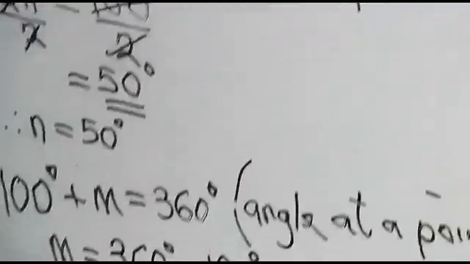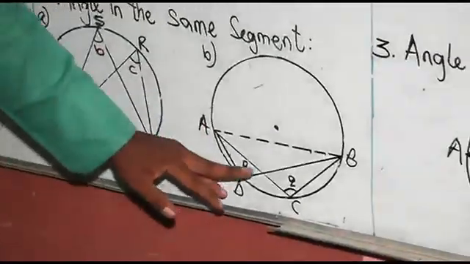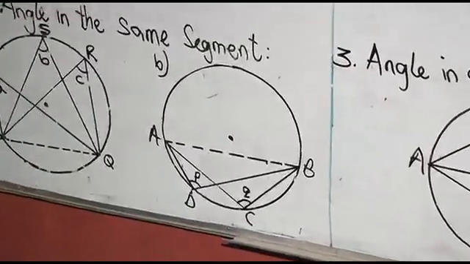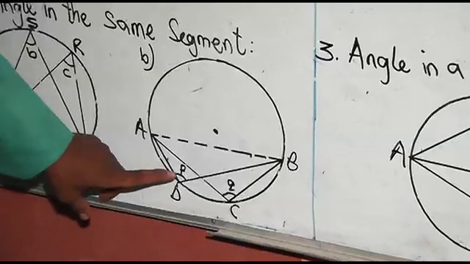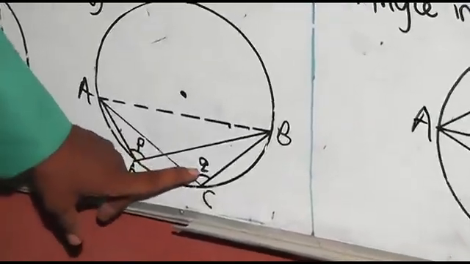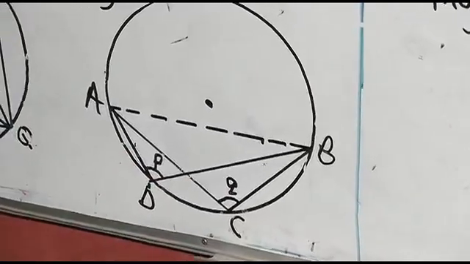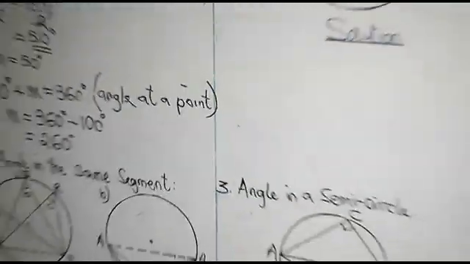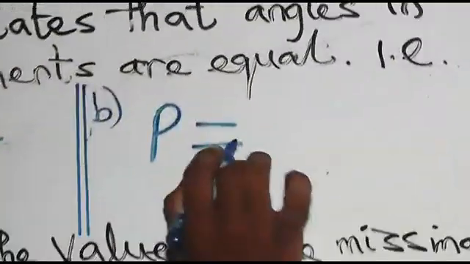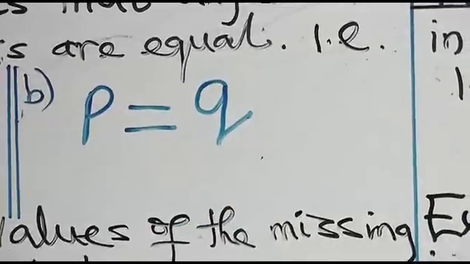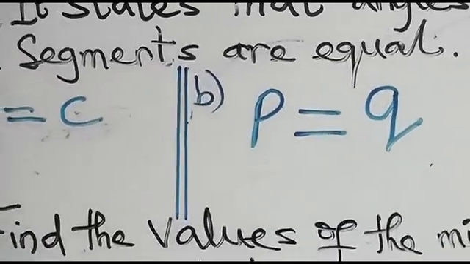For the second case, that is case B, you can see that the diagram is in the smaller segment or the minor segment. And you have angle P and angle Q. So these two angles, by the theorem, they are also the same. So P is equals to Q.